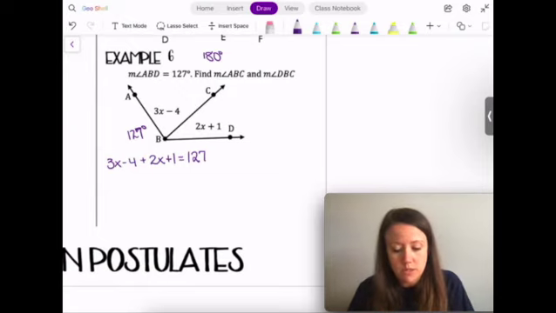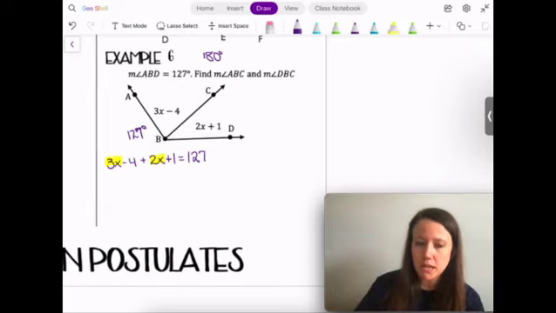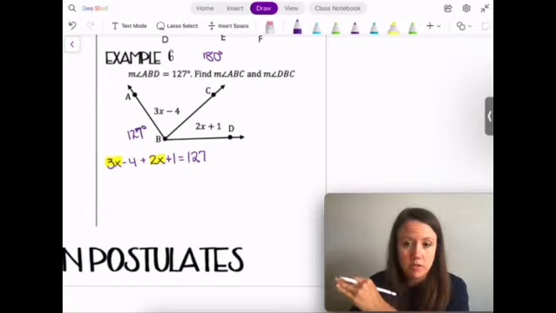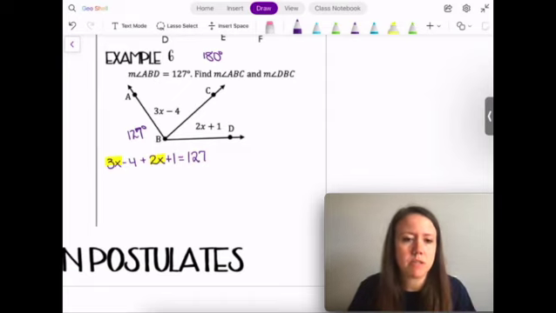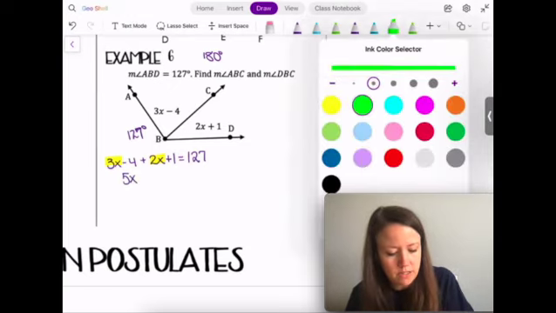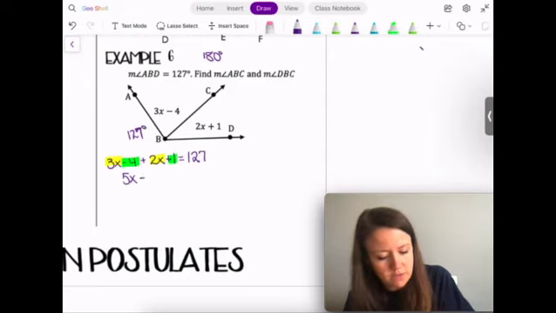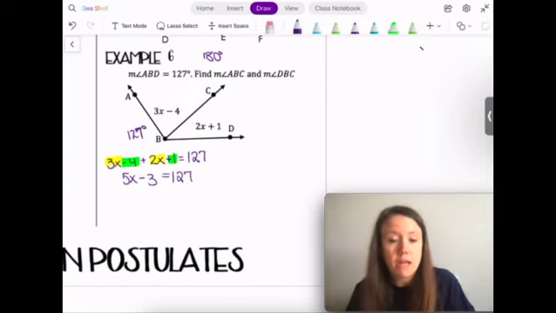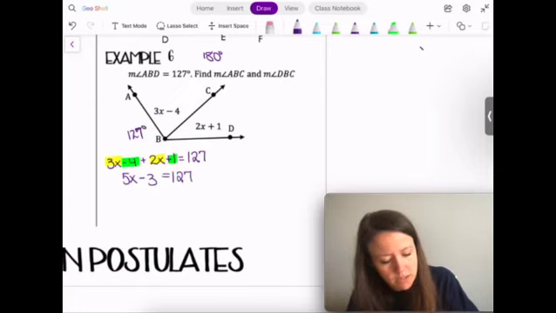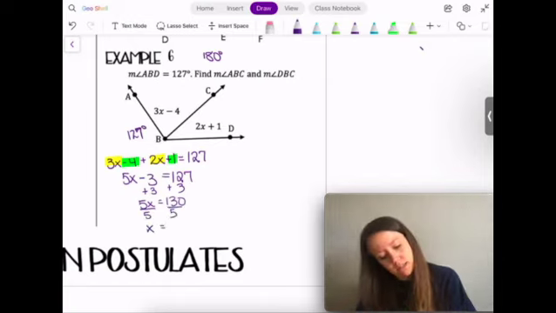Okay, we want to combine our like terms. So what is 3x plus 2x? Notice, time out, I'm not subtracting here because I'm not moving it to the other side of the equal sign. They're on the same side, so I just combine like terms. 3x plus 2x is 5x. Do the same thing with negative 4 plus 1, which is negative 3. Now I have a two-step equation, so I'm going to add 3 and divide so that x is 26.